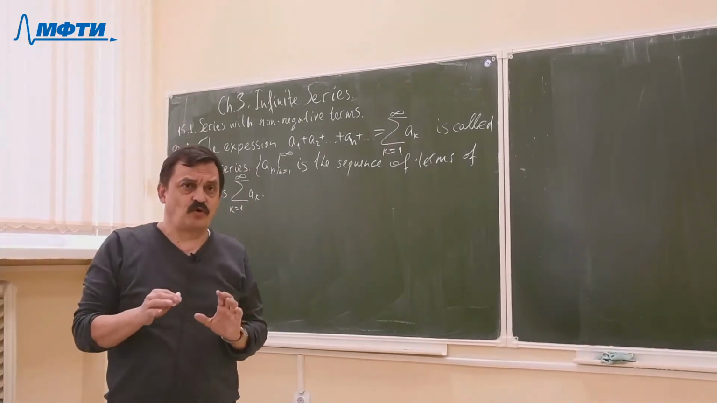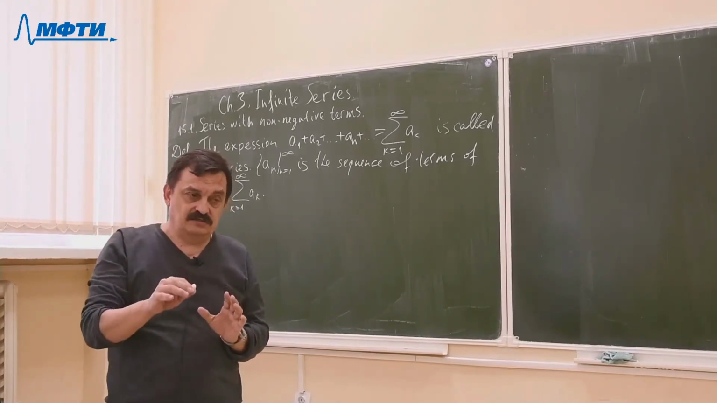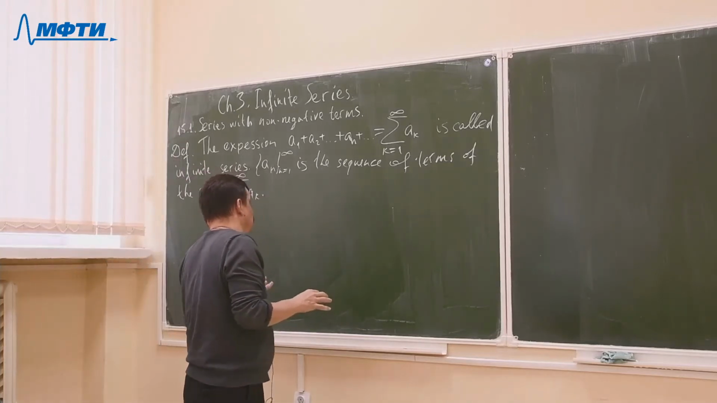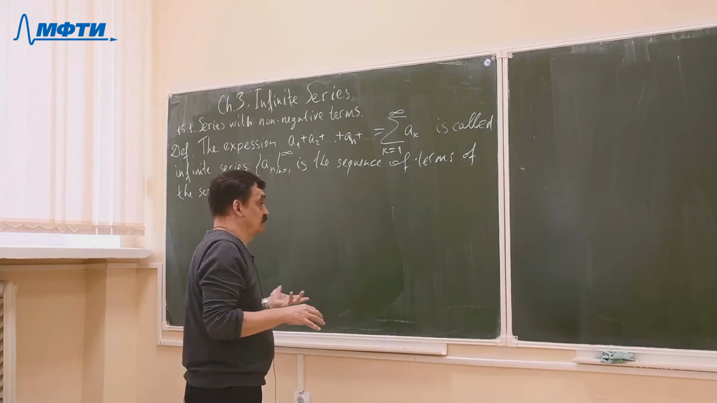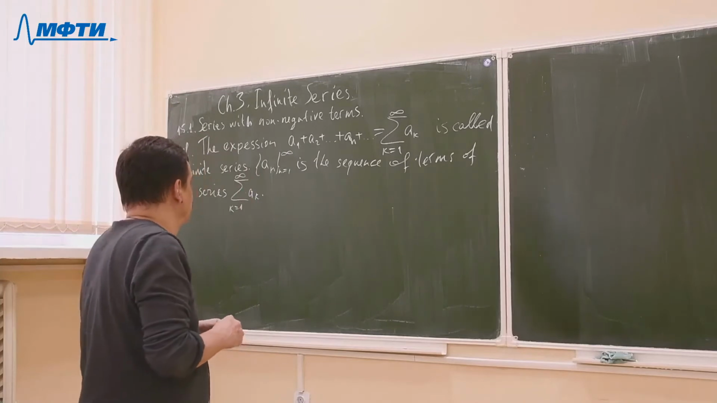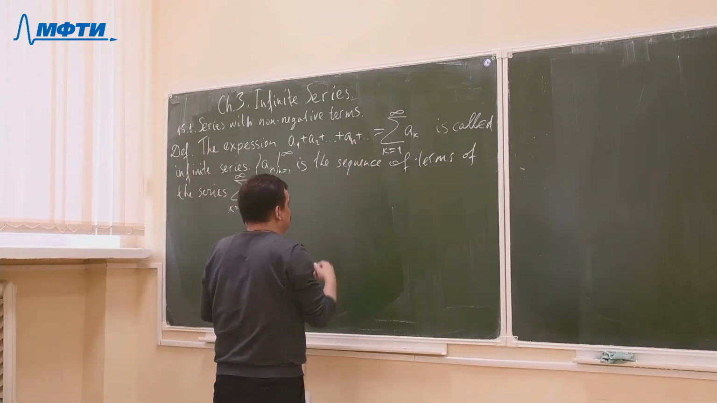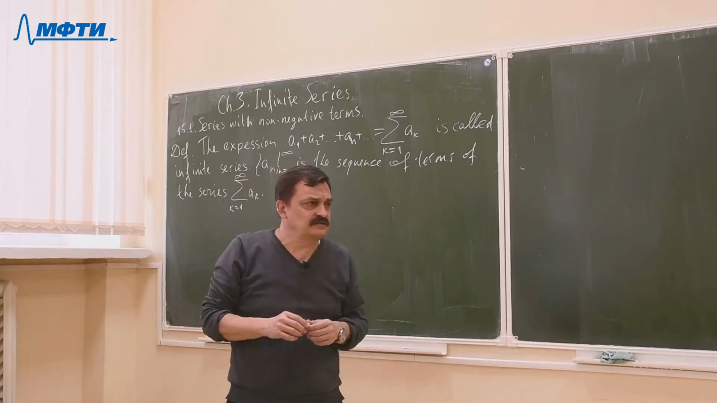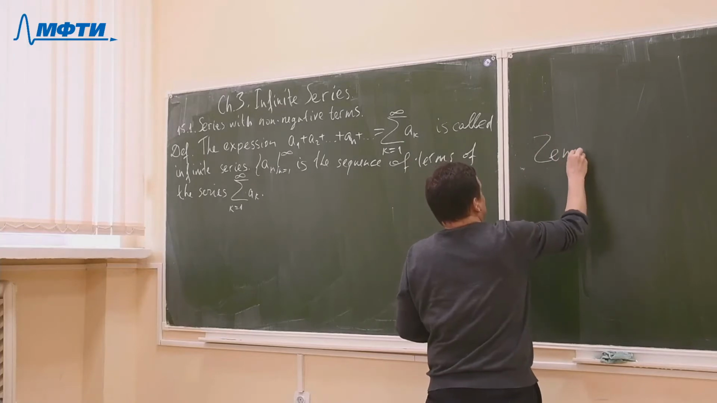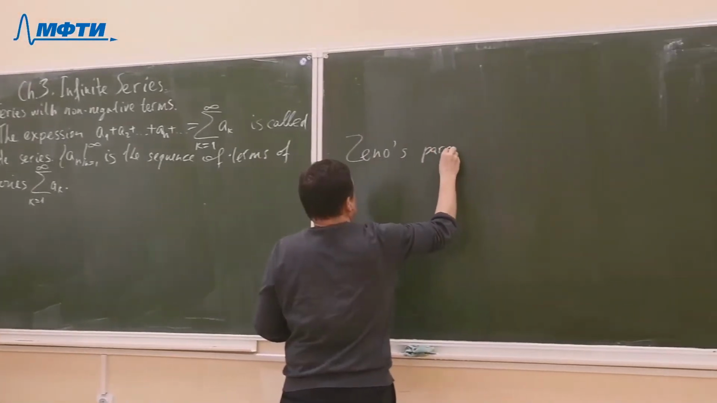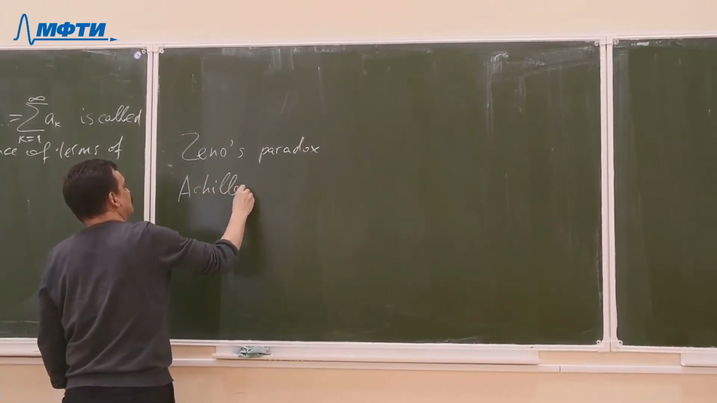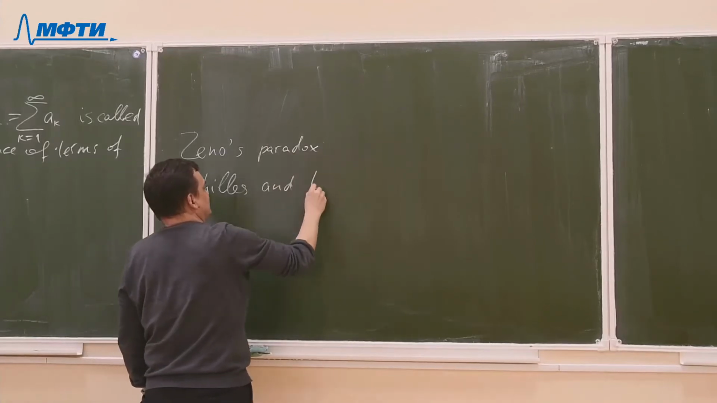It's like for improper integrals. Firstly, I wrote a symbol without any meaning. Now we discuss which meaning can be given to this infinite sum. This is not so trivial a question, in fact. Maybe you know Zeno's paradox, Achilles and Tortoise.